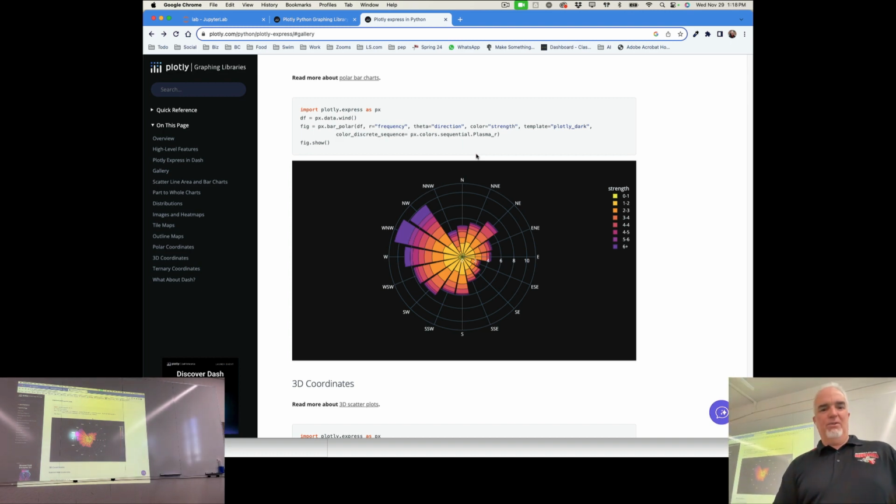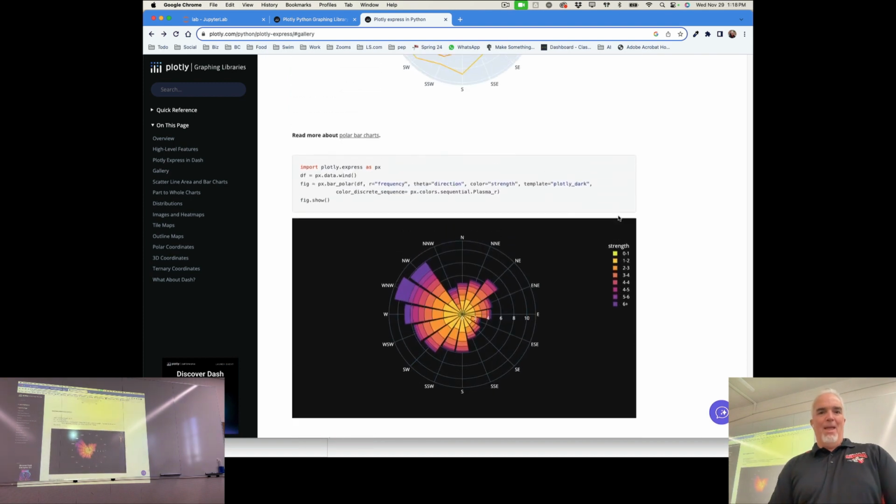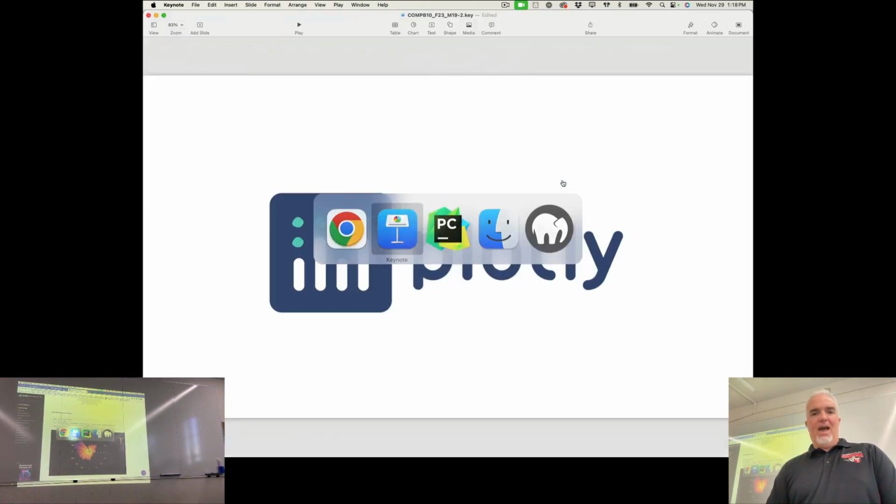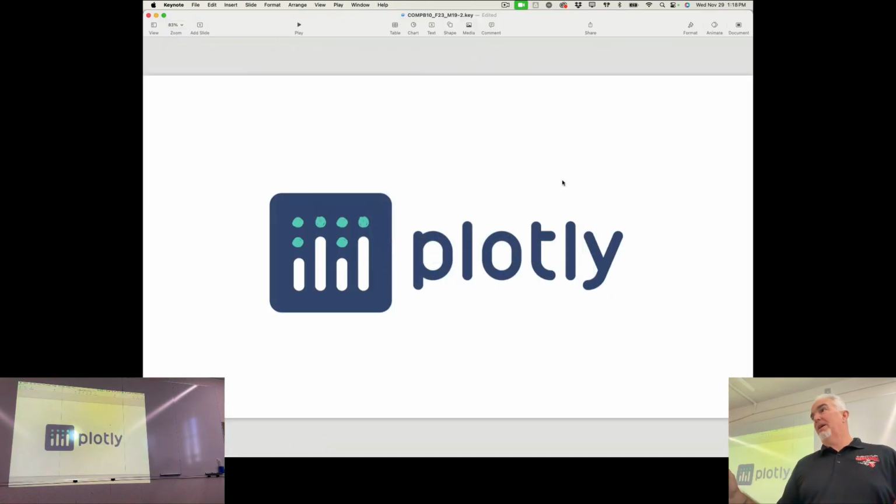I haven't seen that used very much, but anyway, let's take a look at some of the basic plot types. I'm going to introduce it to you, and then I'm going to show you how to do that plot using some sample data.